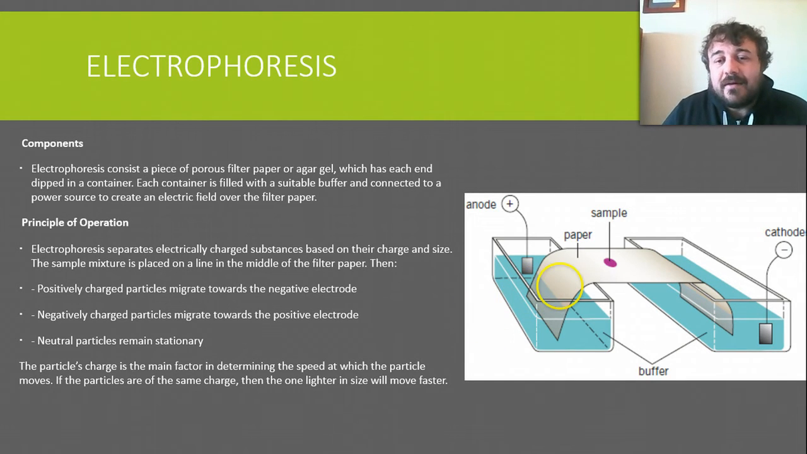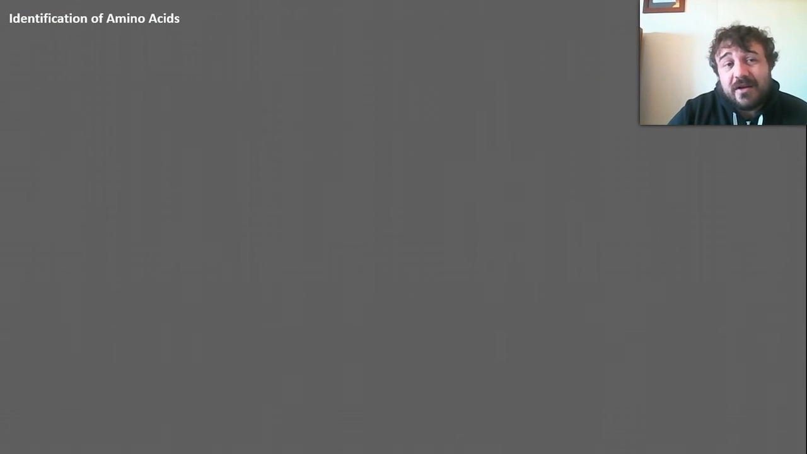Now, this is where size also comes into play. If you've got two proteins with the same two amino acids with the same charge, the lighter one, the smaller one, will move further along. So it's using both the size and the charge of the particles. So how do we identify it?